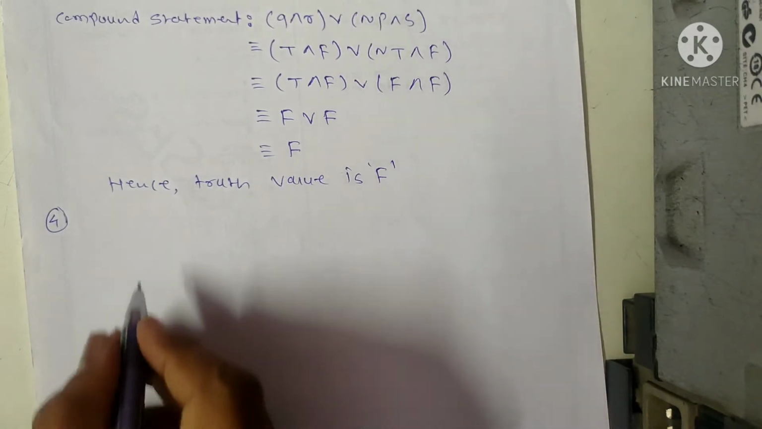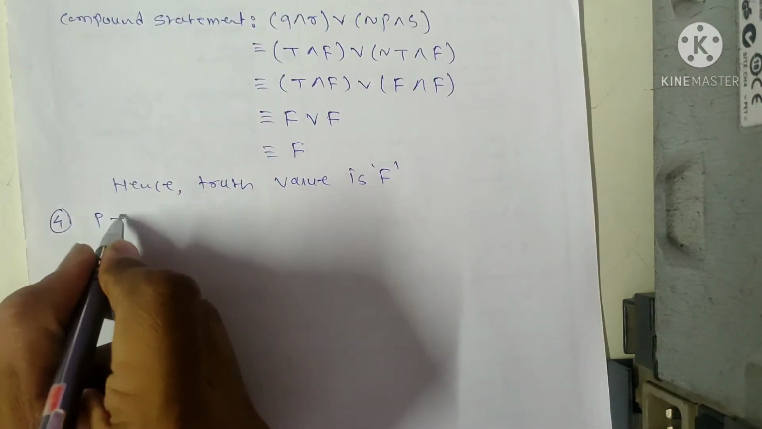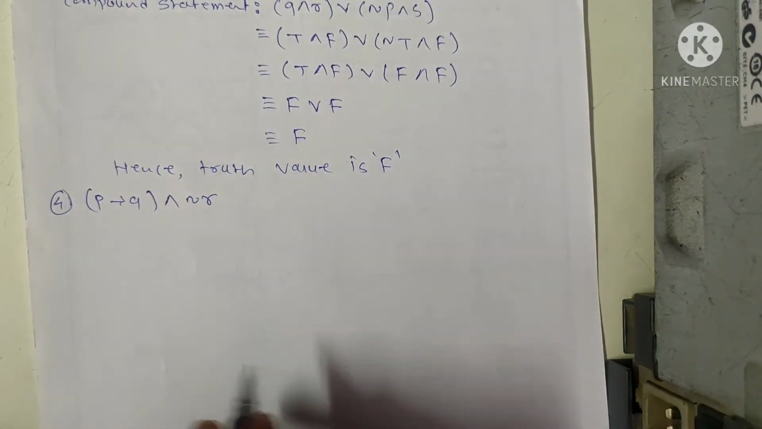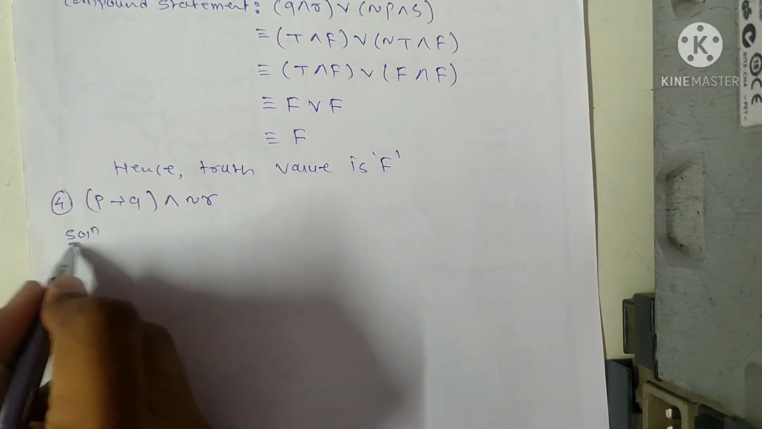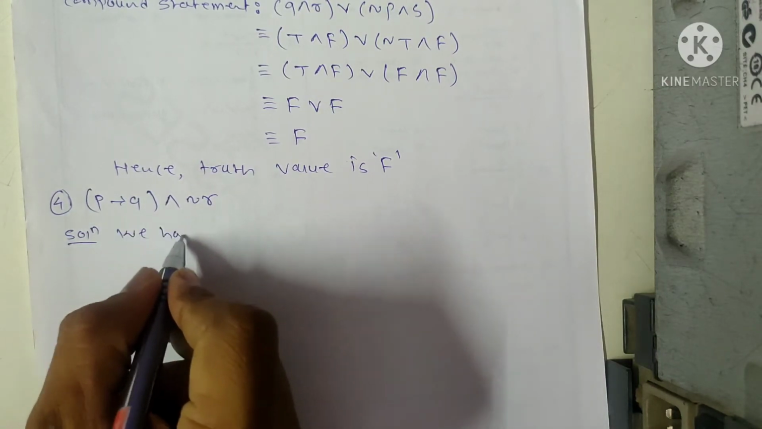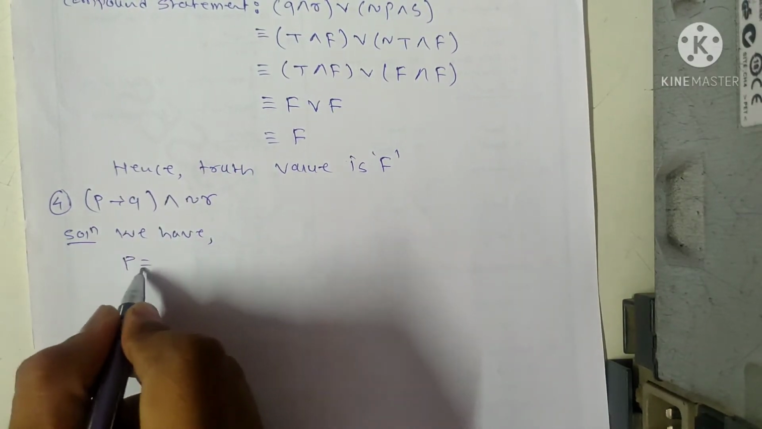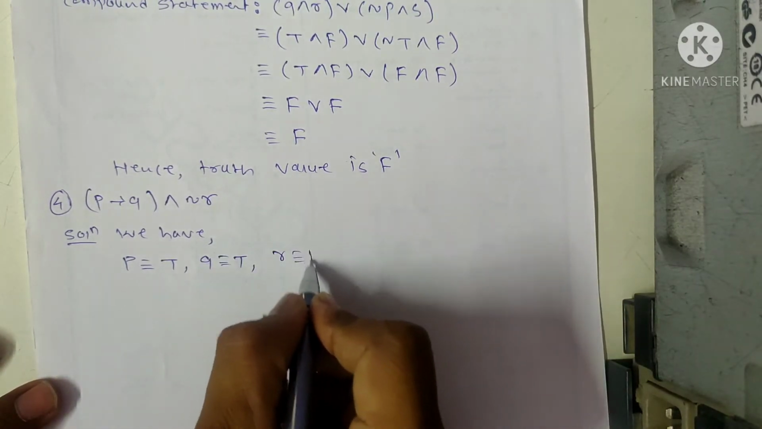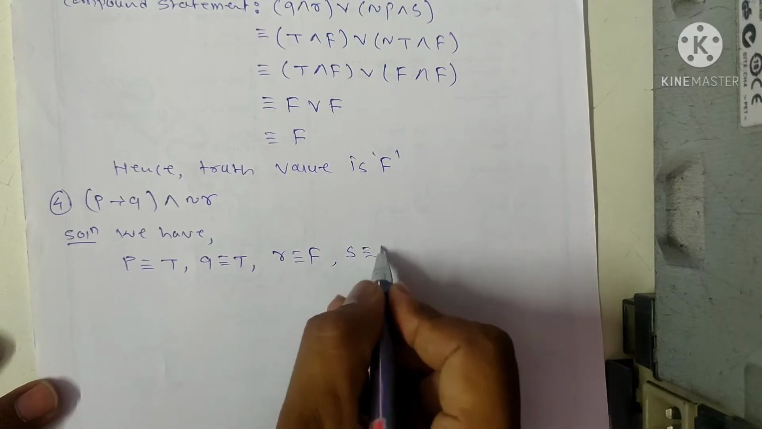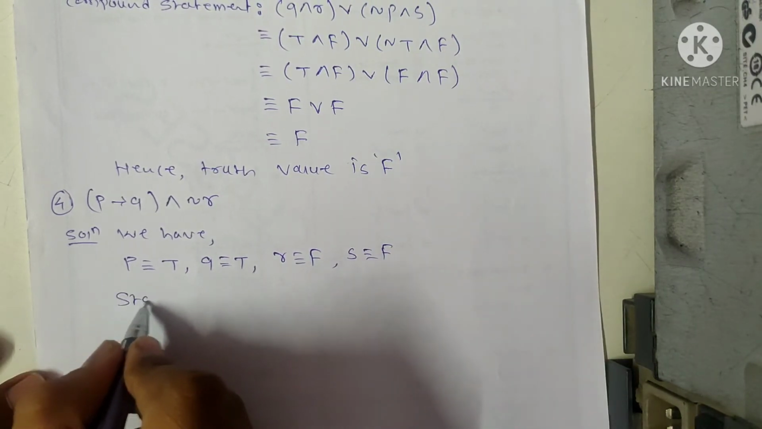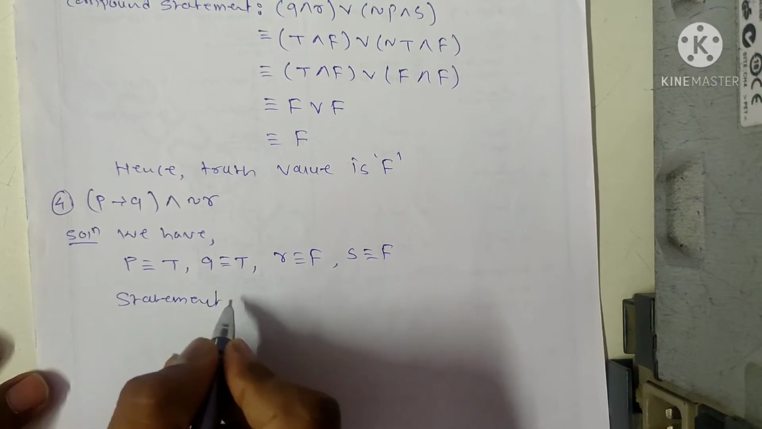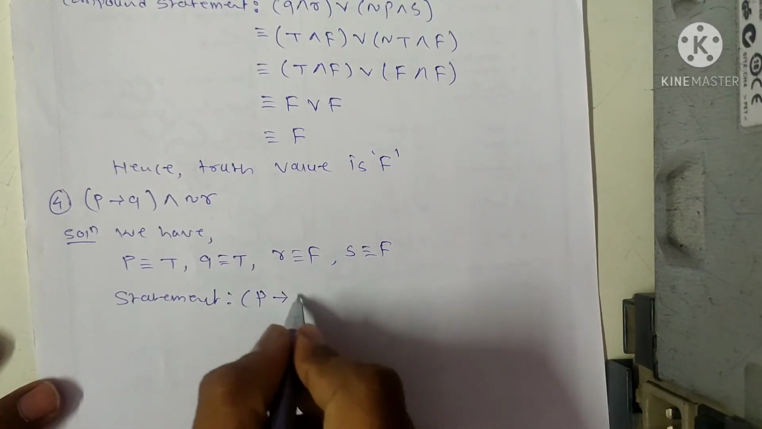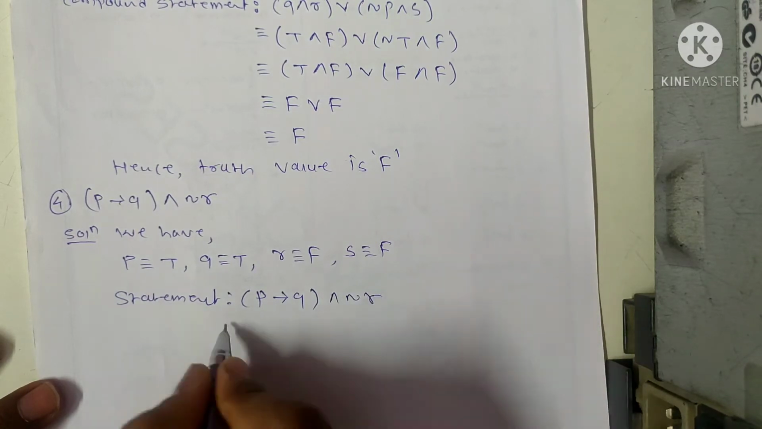P then Q and negation R. Solution. We are given P is T, Q is T, R is F, S is F. Statement: we have the given compound statement overall, P then Q and negation R.